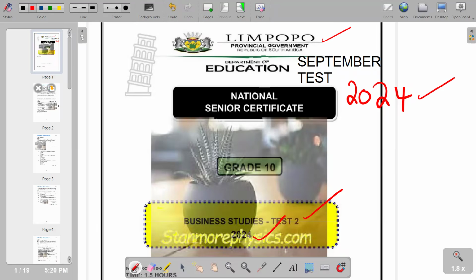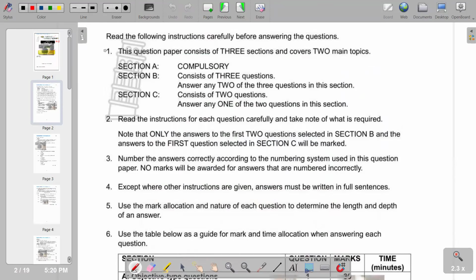In terms of the instructions that we are given in the question, we are interested in instruction number 1. Instruction number 1 is that this question paper consists of 3 sections. It covers 2 main topics. We have section A, which is compulsory, and section B, which consists of 3 questions, but you are supposed to answer only 2 of the 3 questions. Section C consists of 2 questions, and you answer any one of the 2 questions in this section. Basically, that's what we have in terms of our instructions.